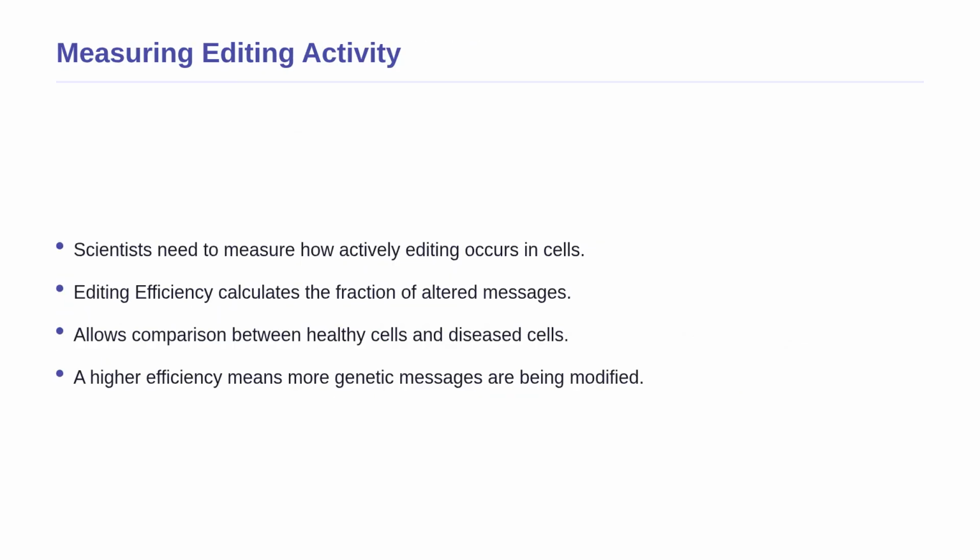Now that we understand the biological mechanism and its visual impact, we must ask how scientists actually study this in the lab. While RNA editing is a biological process, researchers often need to measure exactly how actively it is happening in a given cell. They do this by calculating something called editing efficiency. This metric helps us understand exactly what fraction of the genetic messages have been altered by the cell's editing enzymes.